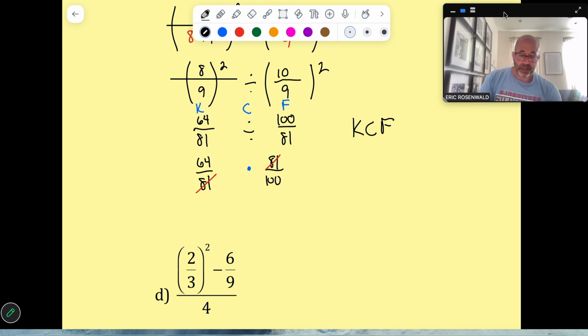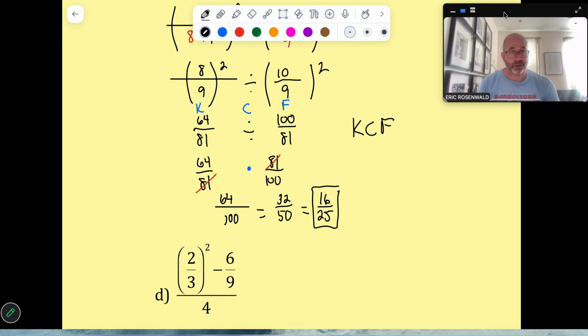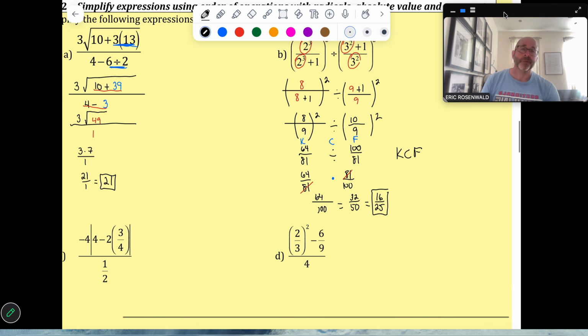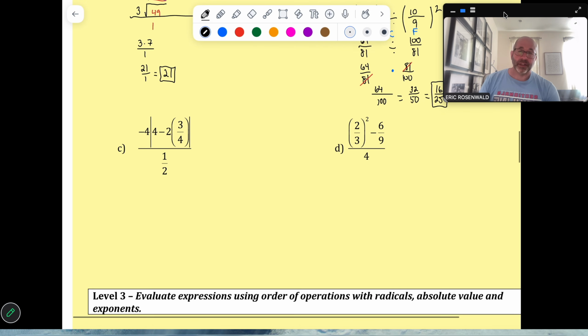And then for the remaining part, we're going to have 64 over 100, which we can reduce. They both divide by 4. They divide by 2. Let's just keep simplifying until we can't. If I divide by 2, we get 32 over 50. If I divide by 2, I get 16 over 25. And then that's it. We can't simplify any further. This is our final answer. Okay. All right, on to letter C.